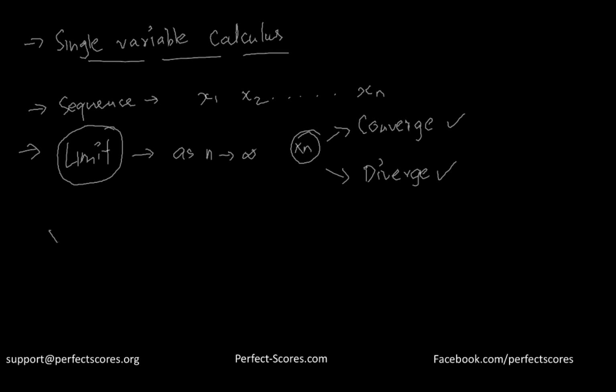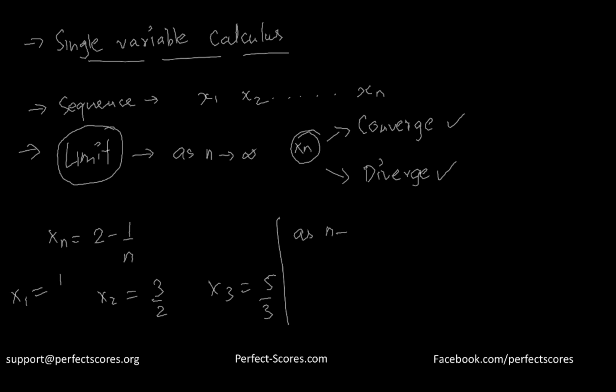Let's say, for example, I have a sequence 2 minus 1 over n. What is the first term? The first term is 1. What is the second term? The second term is 2 minus 1 over 2, which is 3 by 2. What is the third term? That is 5 by 3. Now, what is going to happen as n approaches infinity? I would like to write that as the limit as n tends to infinity of x of n. This is what we call the limit of a sequence.